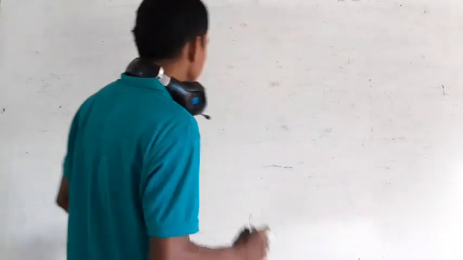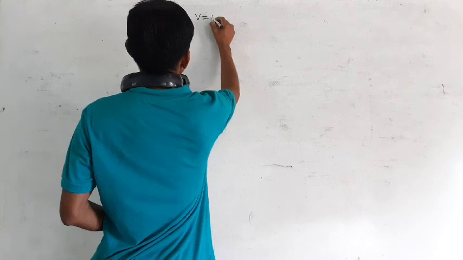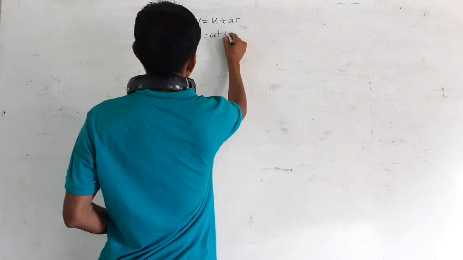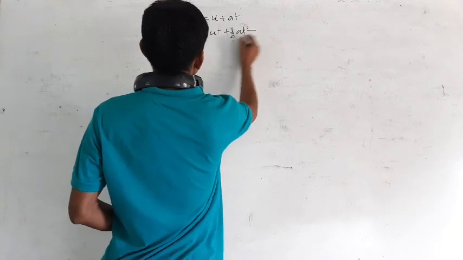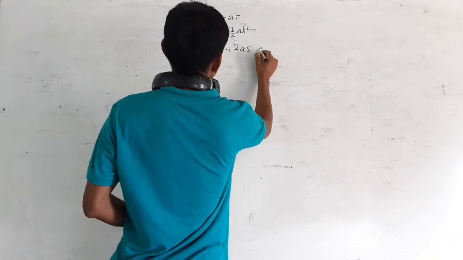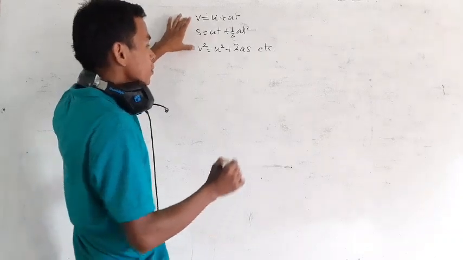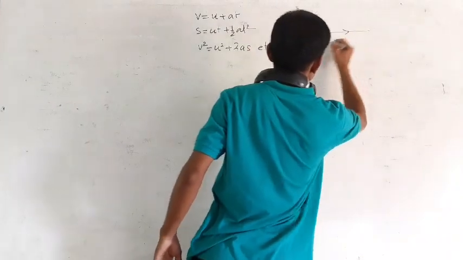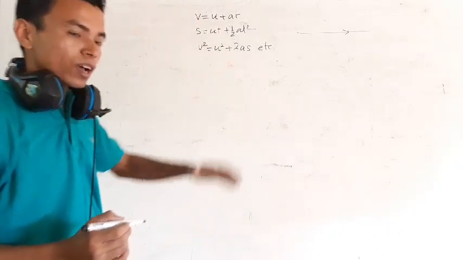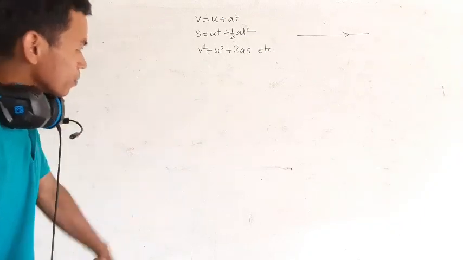Okay, let's discuss now. So we know that along one dimension we have the equations of motion as v is equal to u plus at, and another one is s is equal to ut plus half at square, and as you know, v square is equal to u square plus 2as, etc. But these equations of motion are applicable only when the particle is moving along one direction. But these equations of motion can be used in two dimensions also. But how? As a special case of that, let's discuss the projectile motion down an inclined plane.